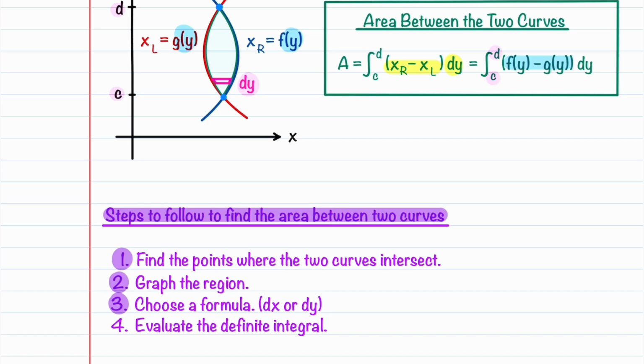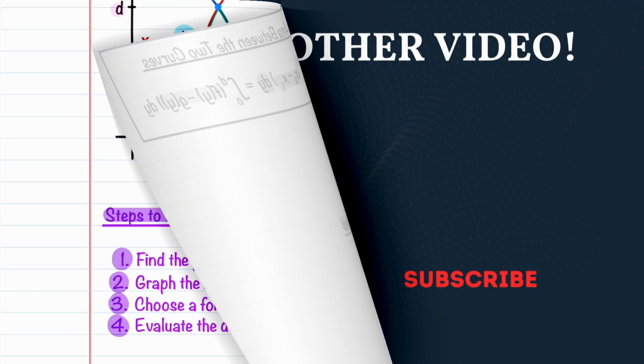The last step then is to just evaluate the definite integral, and you'll get a number which is equal to the area between the two curves.